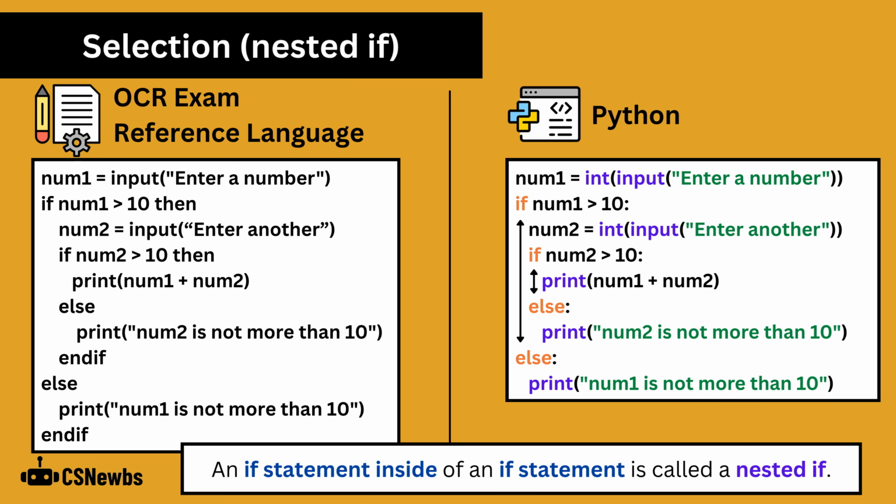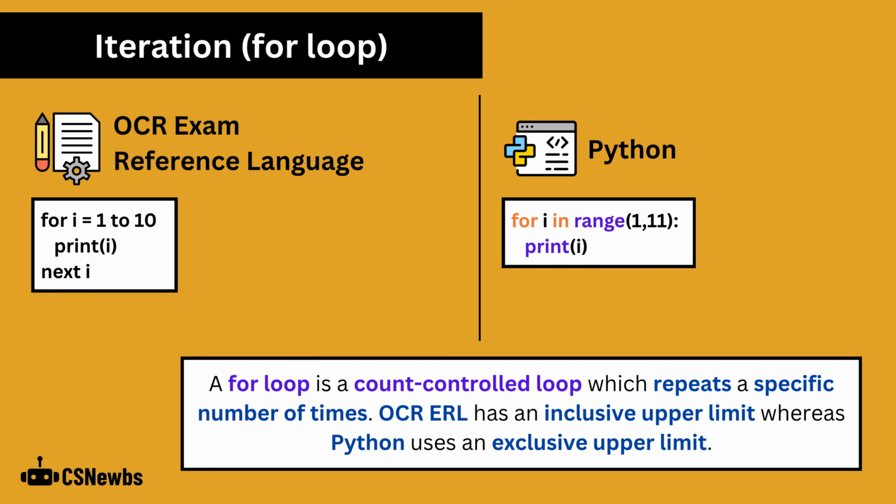Now let's look at iteration, which is for repetition. A for loop is a count-controlled loop which repeats a specific number of times. OCR ERL has an inclusive upper limit, whereas Python uses an exclusive upper limit.